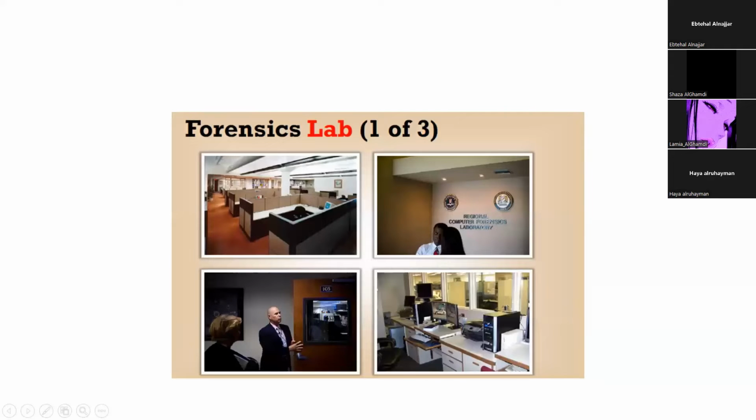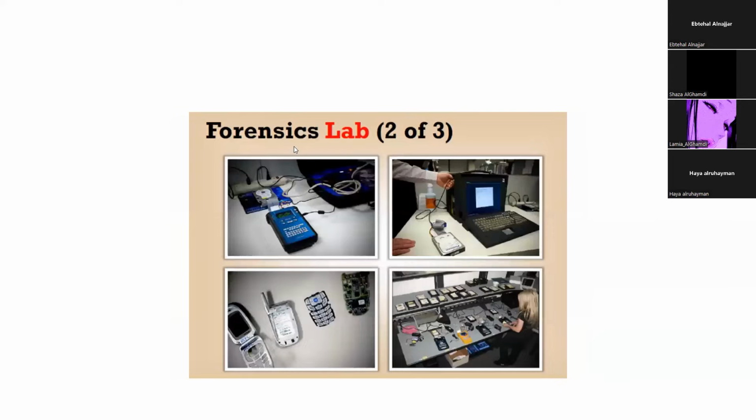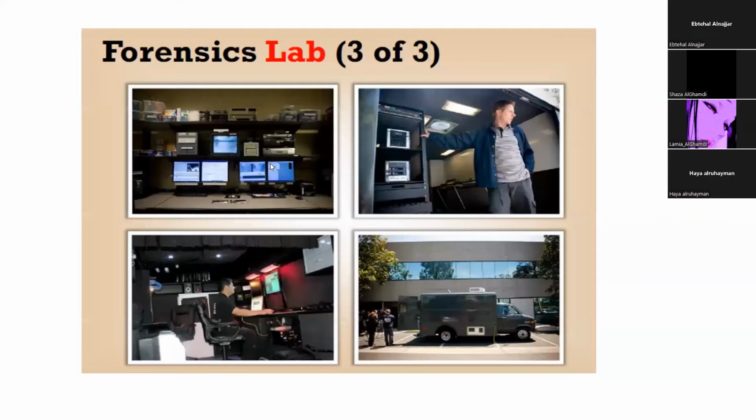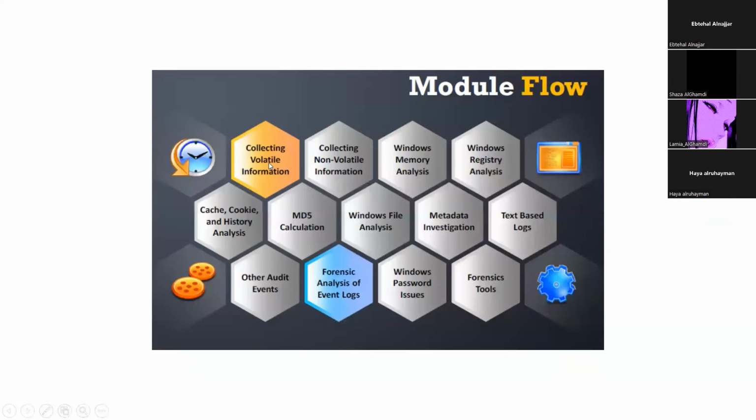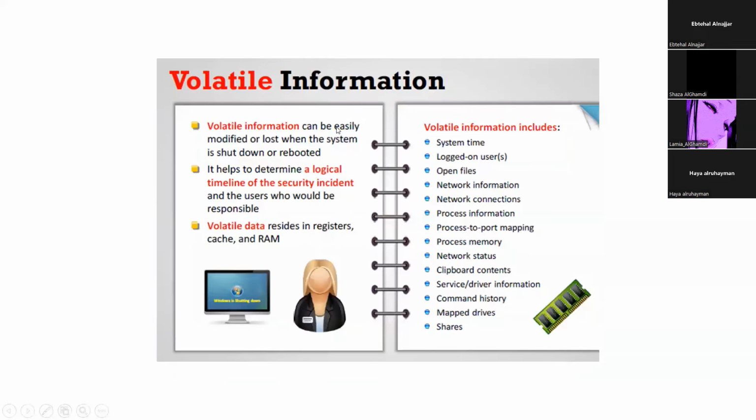So this is awesome. Here we'll look at collecting volatile information. So what is volatile information? Okay, it is any data that can be easily modified or lost when we lose electricity. So if the system has been shut down or rebooted, this data will be gone.